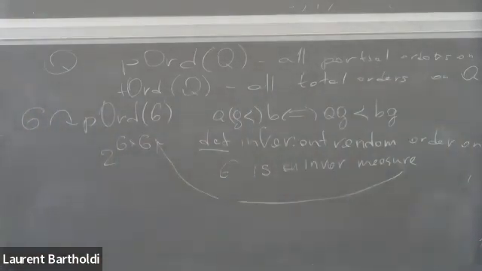Okay, so there are some examples. The first example is we can take a partial invariant order, put a delta measure there, and this becomes an invariant delta measure here.